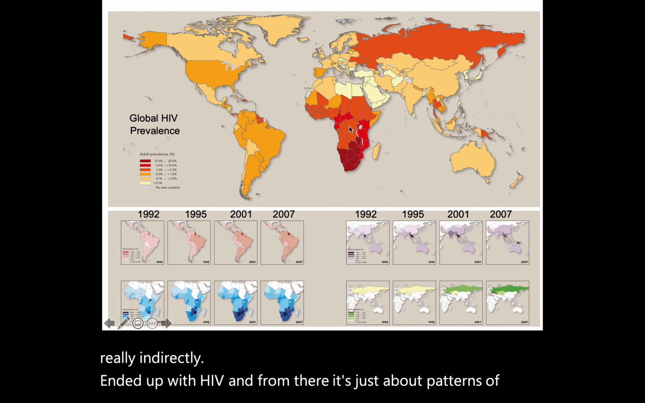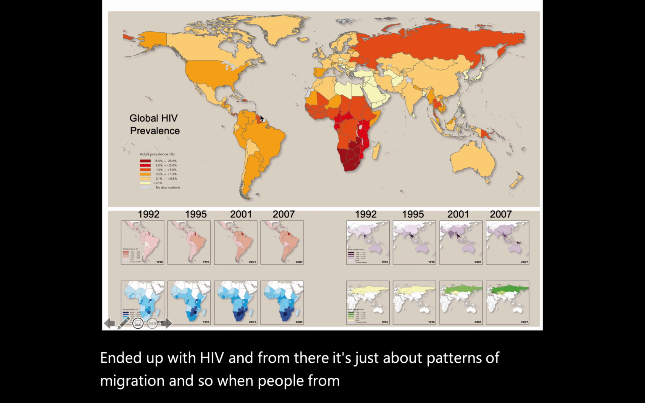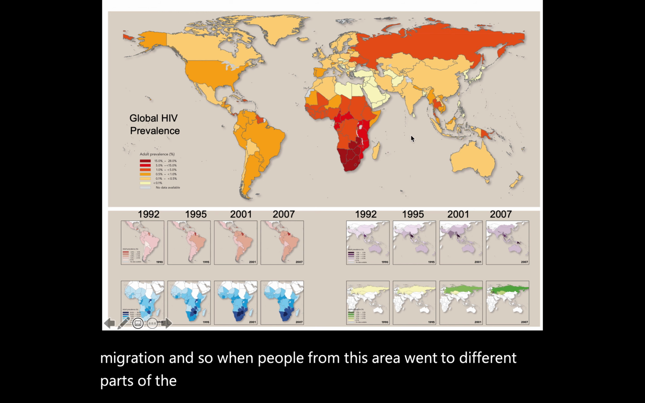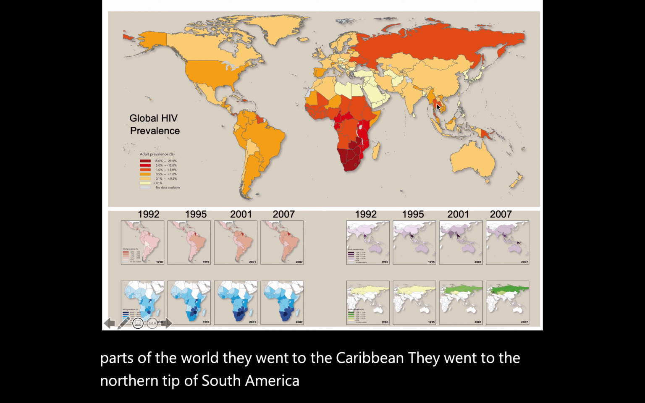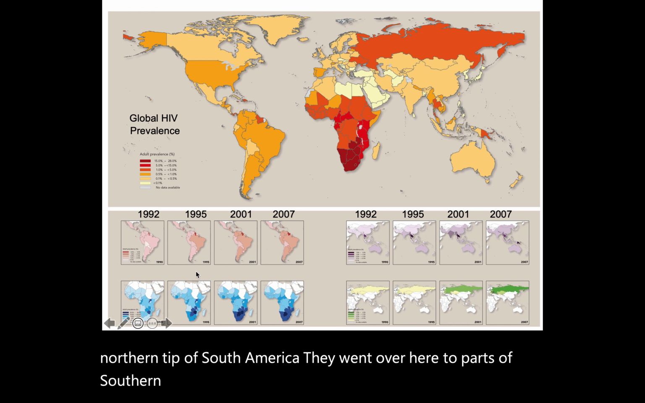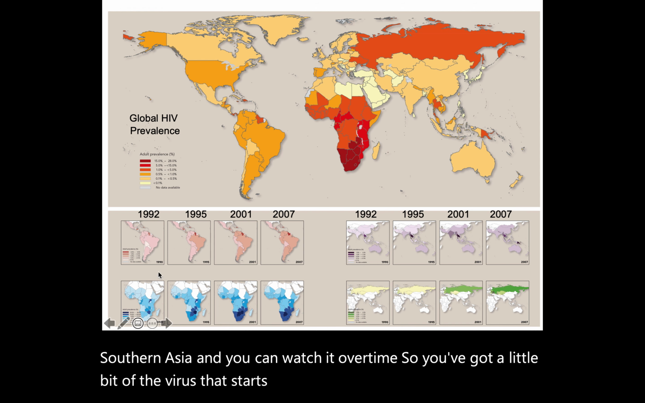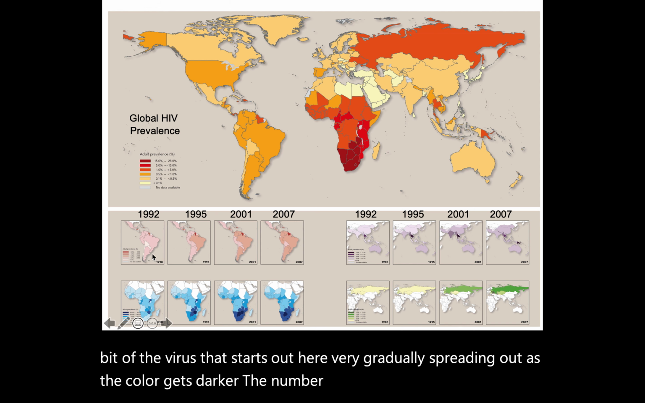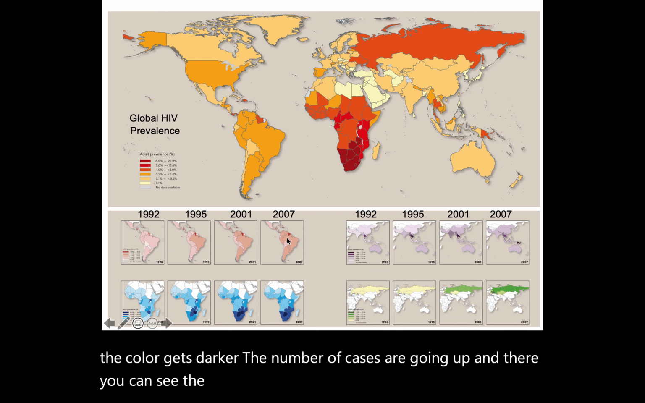And so when people from this area went to different parts of the world, they went to the Caribbean, the northern tip of South America, and over here to parts of Southern Asia, and you can watch it over time. So you've got a little bit of the virus that starts out here, very gradually spreading out. And as the color gets darker, the number of cases are going up. And there you can see the difference from 92 to 2007.